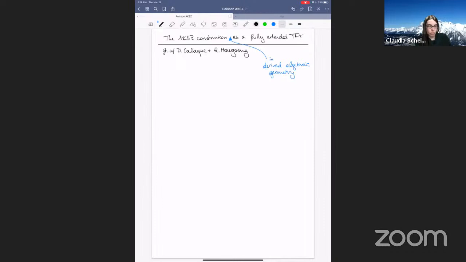Okay, so what's the AKSZ construction? I already said it's a. Let me start. Is the green visible enough? Sometimes people say it's not so visible. Is it dark enough? It's okay, at least on my screen, but I don't know. Right. If there are complaints, please complain in the chat.